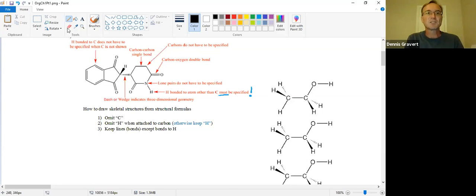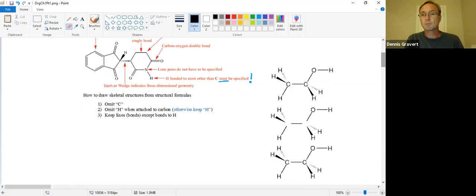So let's switch over to the eraser. And maybe on the second drawing over here, let's delete those C's. Done. That's step one. Step two, let's take out the H's when they're attached to carbon. Otherwise, you got to keep them. Okay, scroll down a little bit more.